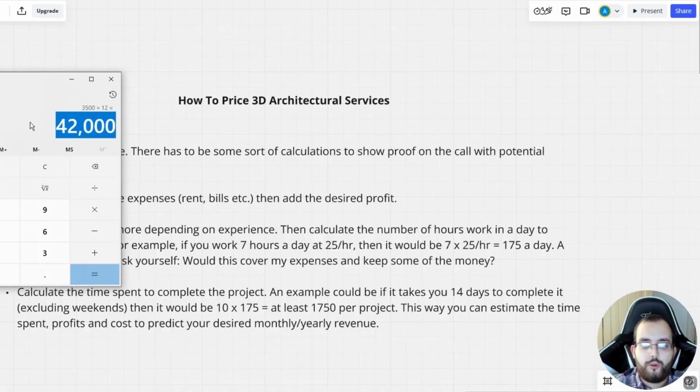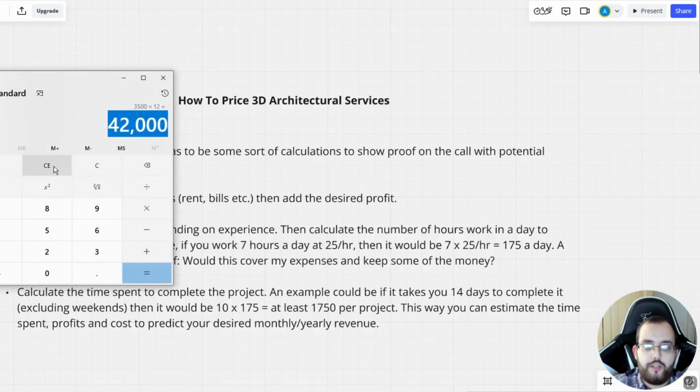But in order to calculate the profits, for example, it would be revenue minus expenses. Let me give you an example. Keep in mind 42,000. Okay, let's say my expenses would be 1,000 pounds or 1,000 euro, $1,000 a month, times by 12. That would be 12,000 a year. So now, if I got revenue 42,000 minus expenses 12,000 equals 30,000 a year. So I'm making 30,000 a year in profits.